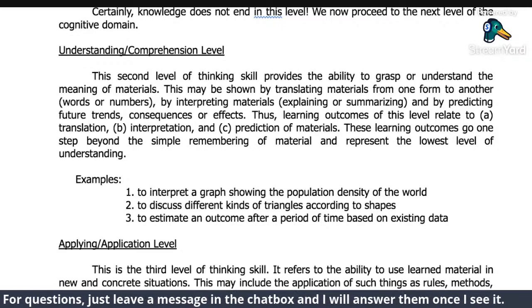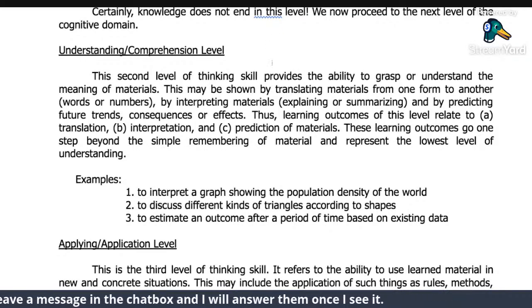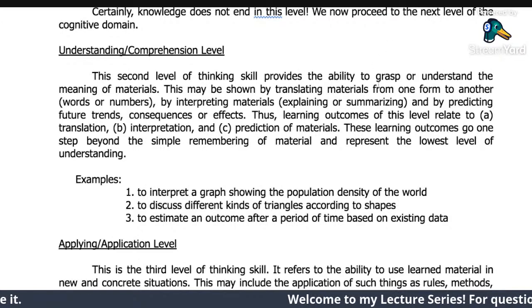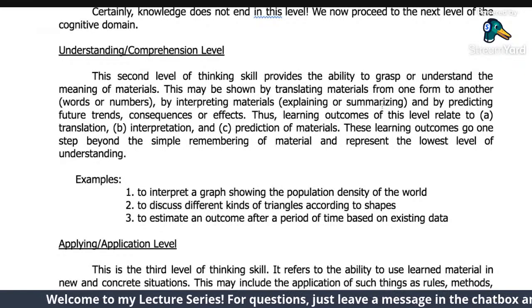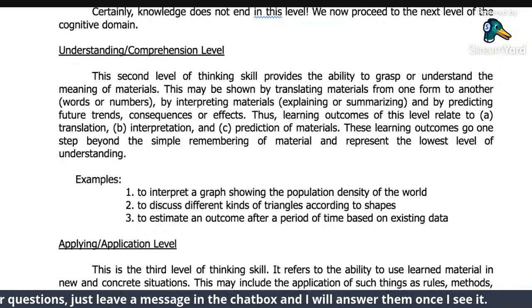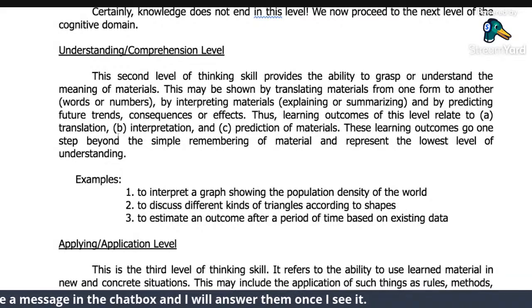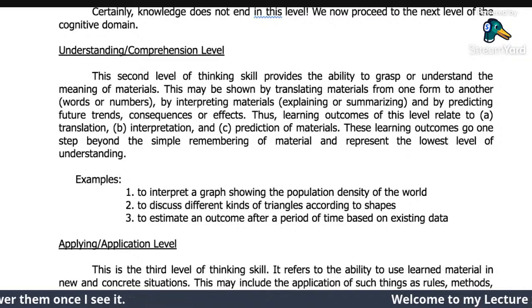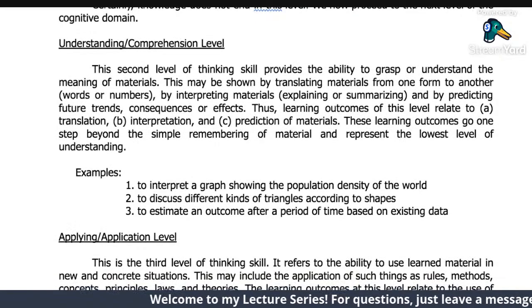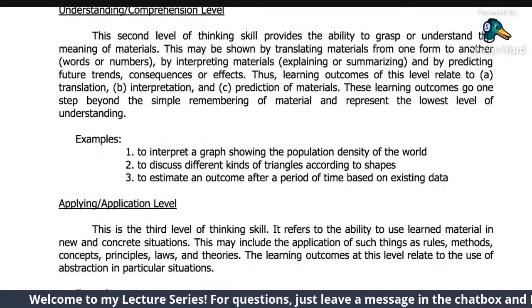All right, so we have understanding. The second level of thinking skills provides the ability to grasp or understand the meaning of materials. This may be shown by translating materials from one form to another, words or numbers, by interpreting materials, explaining or summarizing, and by predicting future trends, consequences, or effects. Thus, learning outcomes of this level relate to translation, interpretation, prediction of materials. So these learning outcomes go one step beyond the simple remembering or recall of materials and represent the lowest level of understanding.